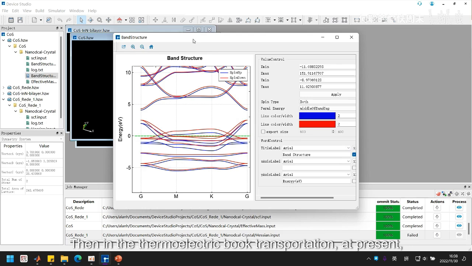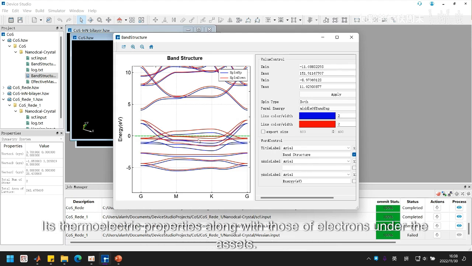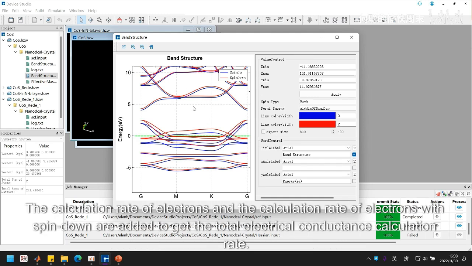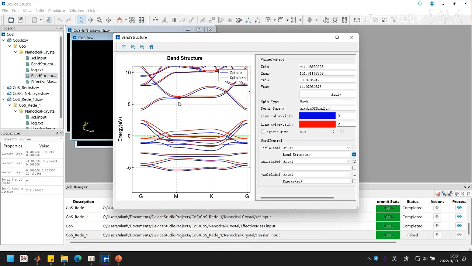Then in the thermoelectric transport, at present these two types of electrons are viewed individually. Just the electrons with spin up, their thermoelectric properties along with those of electrons with spin down. Then consider them separately and then consider them together. For example, the conductivity of spin up electrons and the conductivity of electrons with spin down are added to get the total electrical conductivity. Well, then if it is the Seebeck coefficient, it may be different.